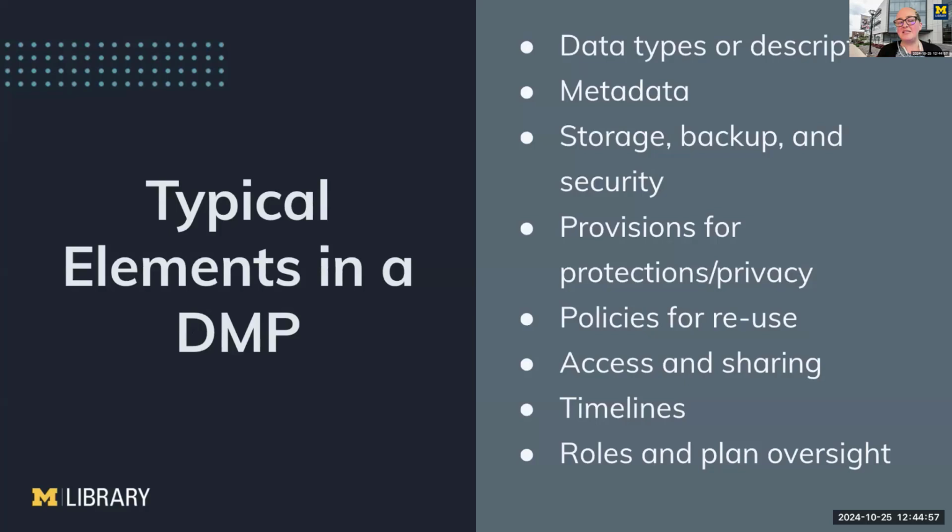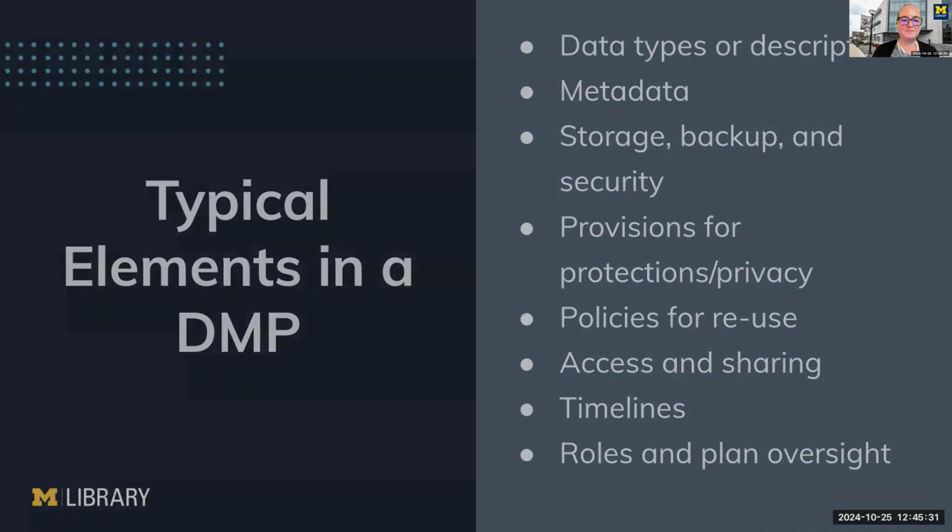So here are some typical elements that you'll see in a data management plan. A data management plan could include things like a description of your data types or overall description of your data, kind of how much data you might be generating. It'll include metadata, storage, backup, and security information, provisions for protections or privacy for human subjects data, policies for reuse, access and sharing information, timelines associated with managing and sharing the data, and then roles and plan oversight. And we're going to go into detail about each of these sections next.